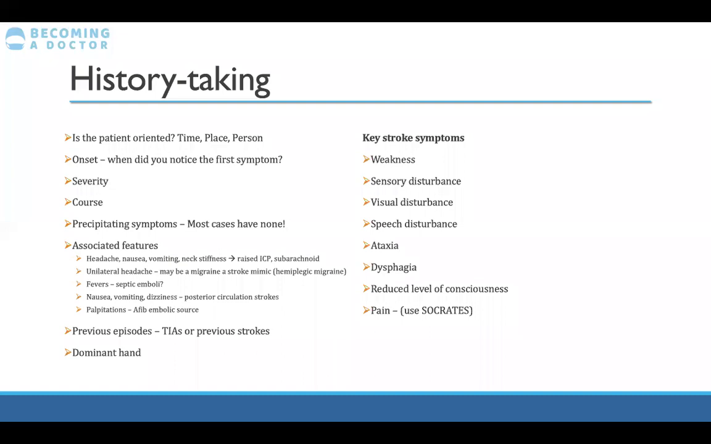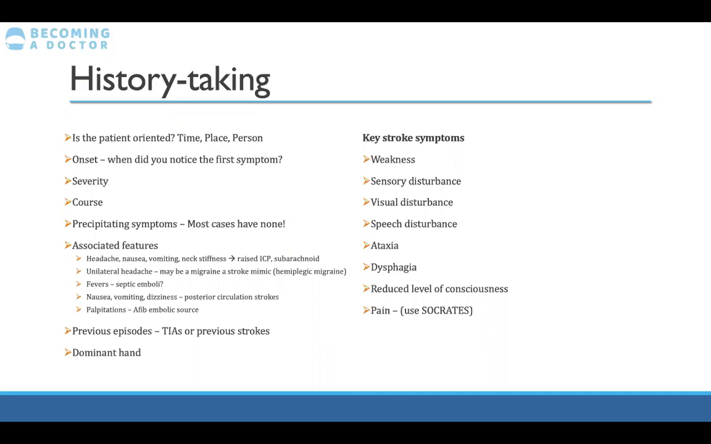And any associated features. If the patient has a headache, nausea, vomiting, or neck stiffness, you're thinking maybe of other differentials which may make you think of raised ICP. It could be a subarachnoid hemorrhage, which is also a kind of stroke. Or if you're thinking neck stiffness, light intolerance, it could be something else. It could be signs of meningism. So just think about what other symptoms the patient has.